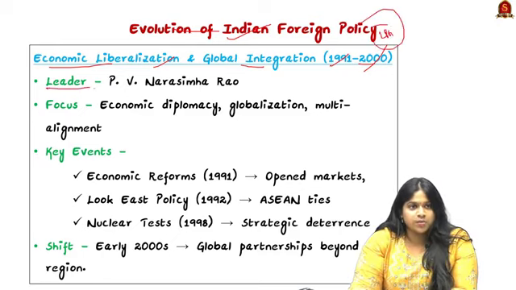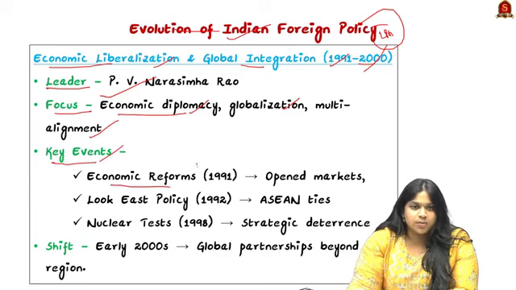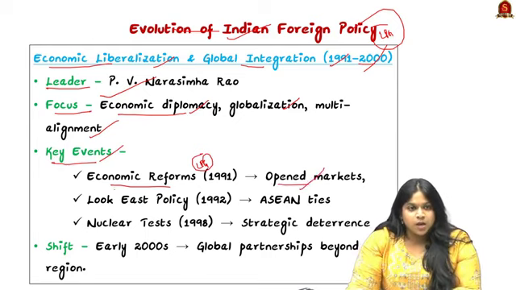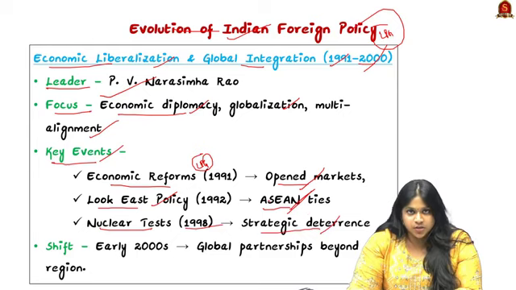Here it was led by P.V. Narasimha Rao, and the focus was more on economic diplomacy, globalization and multi-alignment. From non-alignment, we have moved as a country way forward to multi-alignment, and it involved key events such as the economic reforms which happened in 1991, such as LPG, where we opened markets, and next the Look East policy, which enhanced ties with ASEAN, that is the Association of Southeast Asian Nations. And again we did a nuclear test in 1991 to enhance our strategic deterrence.